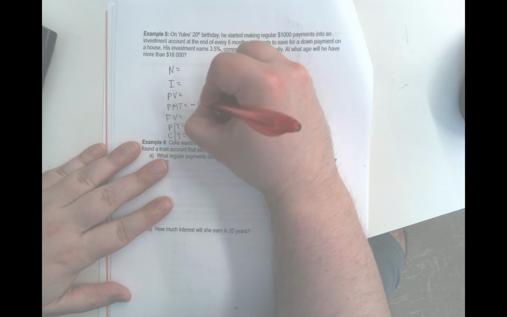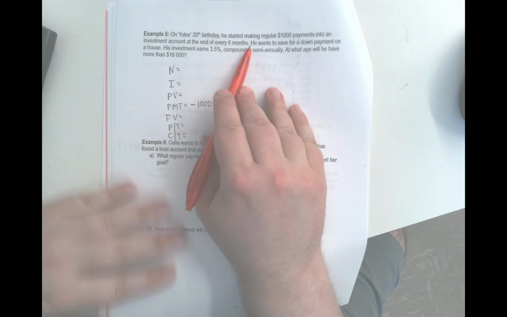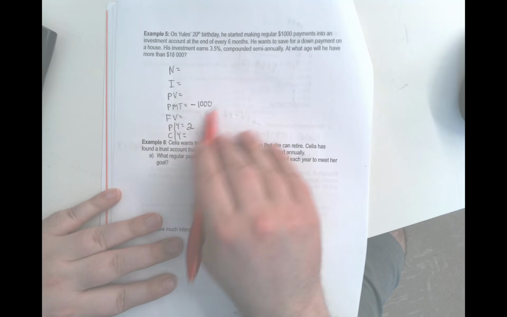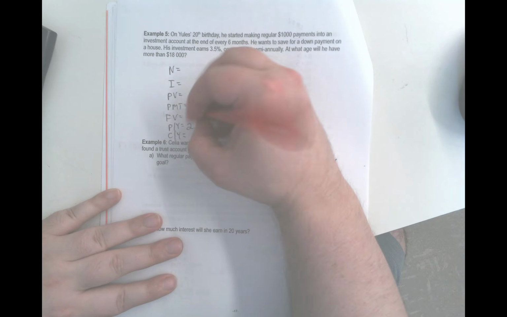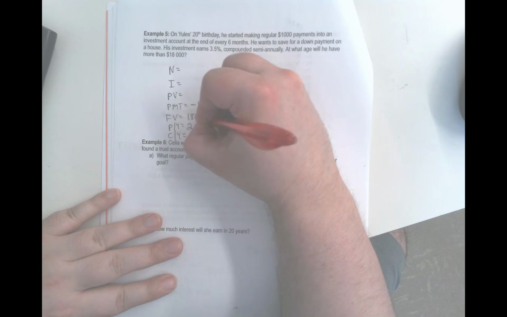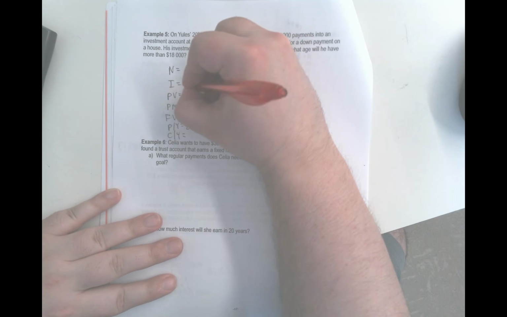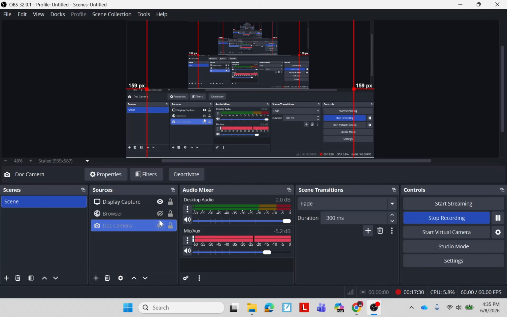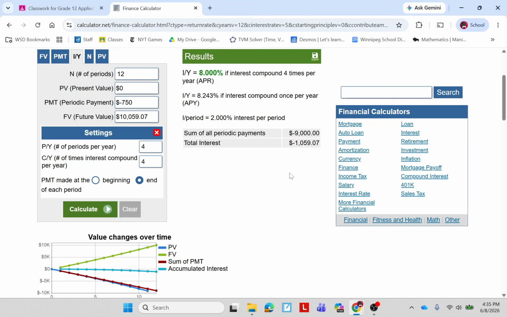Okay, so he's making $1,000 payments, so negative 1,000. He's making the payments every 6 months, so he's making them twice a year. He wants to have a future value of 18,000. And he's starting with nothing. He's earning 3.5% interest, and it's compounded semi-annually. So in this case, we want to figure out our N number, but the question is not just asking that, it is also asking for the age. So we're going to solve for N in this case.